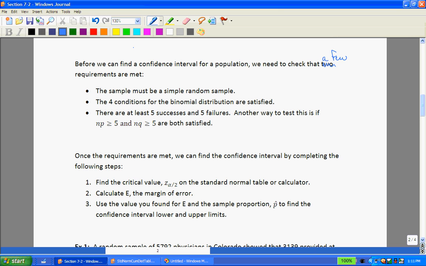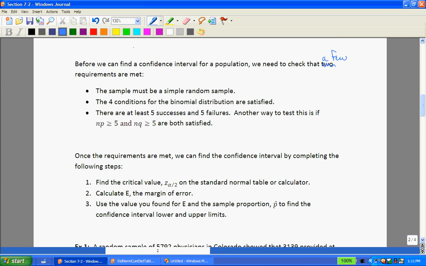And then finally, there are at least 5 successes and 5 failures. Another way to test that is if n times p is greater than or equal to 5, but also that n times q is greater than or equal to 5. Both of those have to be met. So all 3 of these conditions should be met, and then we're ready to construct a confidence interval.